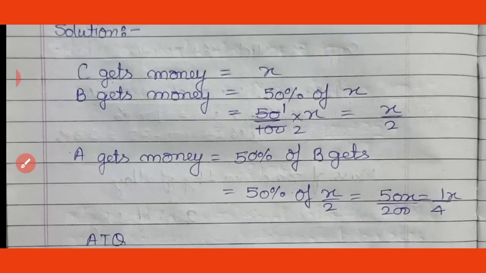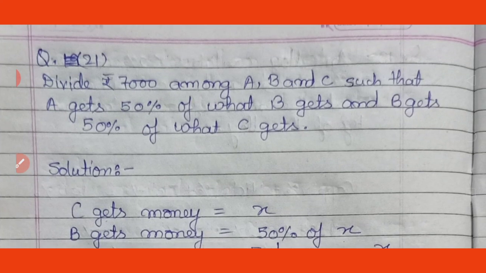Next question. Question 21. Divide rupees 7,000 among A, B and C such that A gets 50% of whatever money B gets, and B gets 50% of whatever money C gets. Everyone's portion is totally dependent on C.